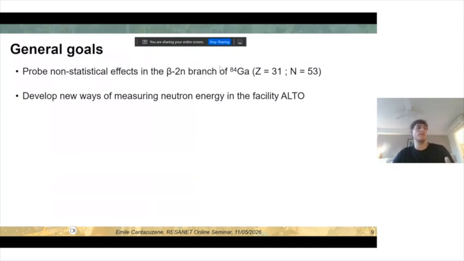And a secondary objective that I had during my research was to develop new ways of measuring neutron energy in the facility ALTO, which is where I conducted this research, because as I told you earlier, the neutron energy is also valuable information in this process.